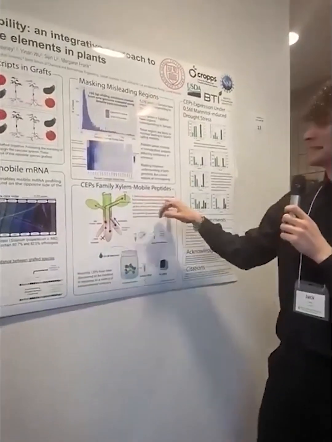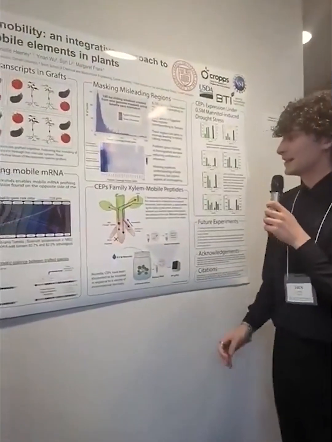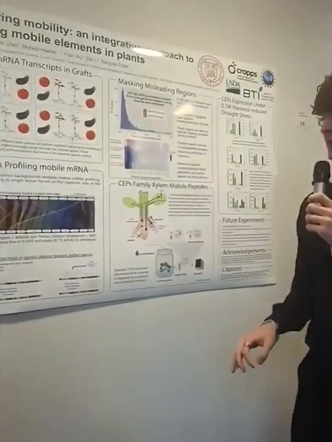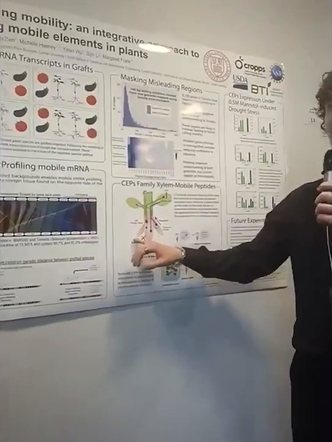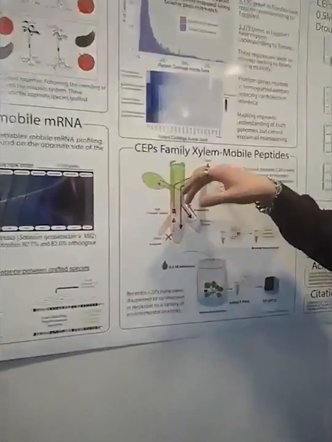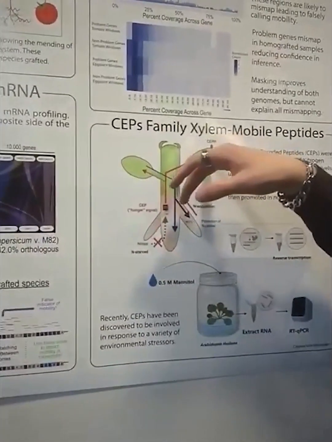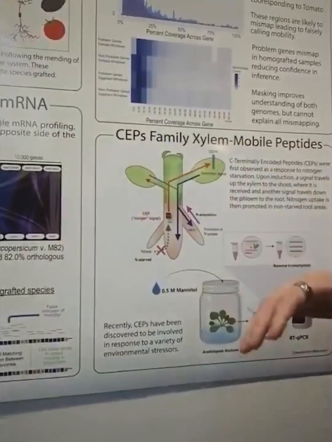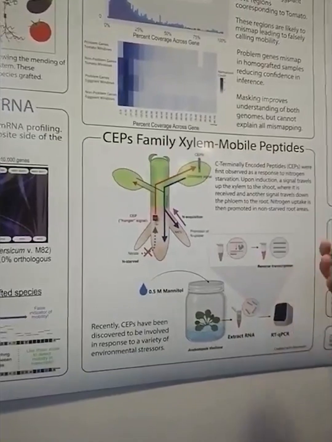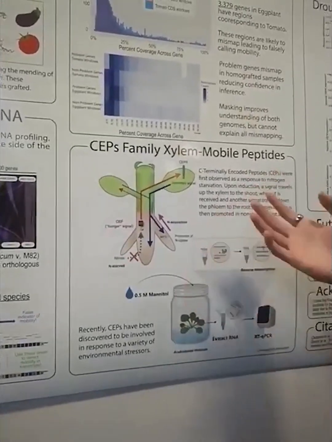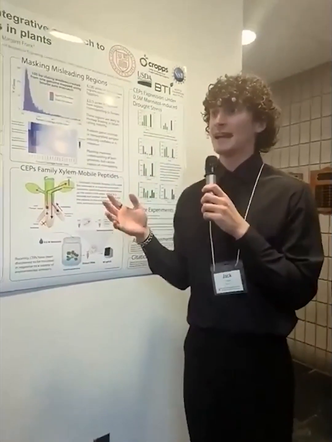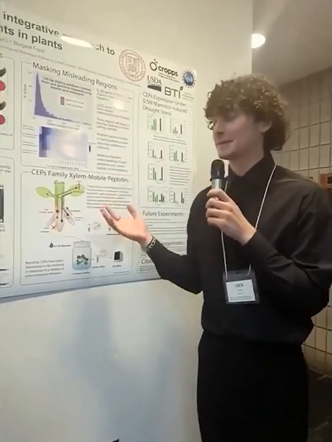So the CEP system, or C-terminally encoded peptides, is a nitrogen starvation response system. During nitrogen starvation, CEPs are expressed and they move from root to shoot, and they're received in the shoot of the plant, and another signal is sent down to forage nitrogen everywhere except where that starvation occurs. And what we've discovered recently is CEPs doesn't just respond to nitrogen stress, but the system is cool and interesting enough that we want to deduce the pathways.